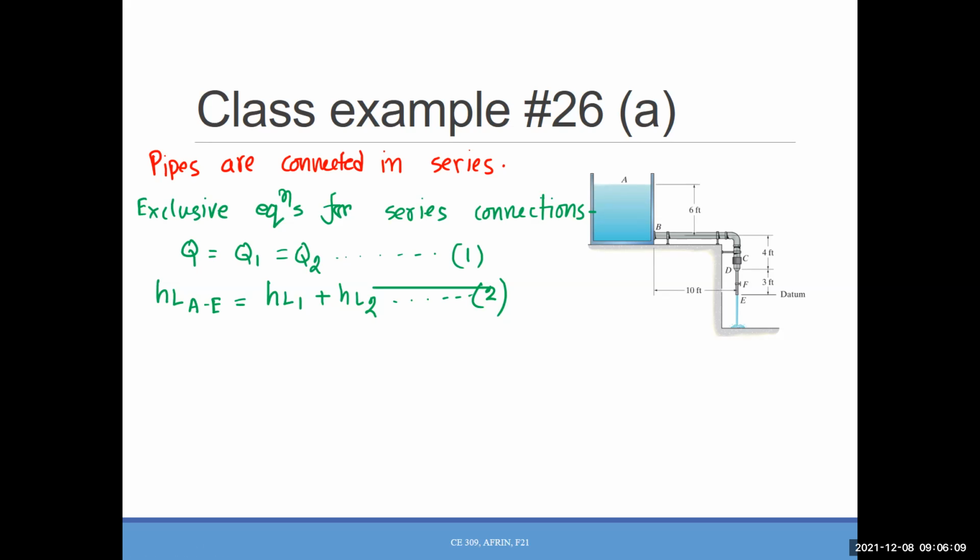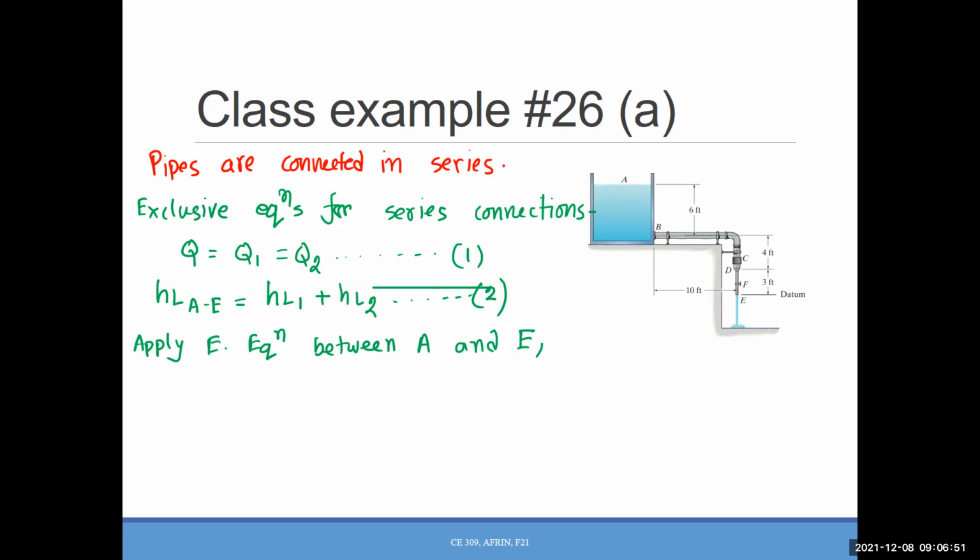Now, once we know these equations, we need to see how we can incorporate all the known values into them, right? So let's start with the energy equation. If we apply the energy equation between A and E, I know there will be a term for head loss, and then we can incorporate equation 2 into that part. So let's start working with that one. Apply the energy equation between A and E.